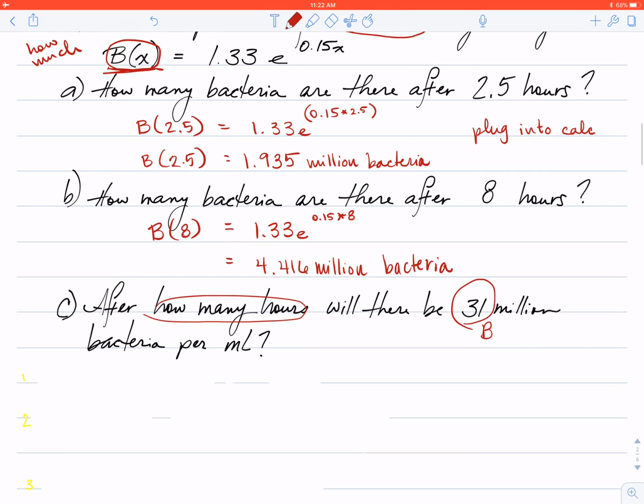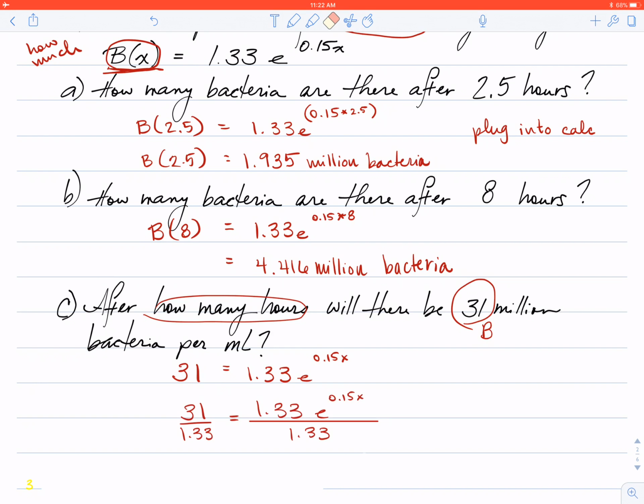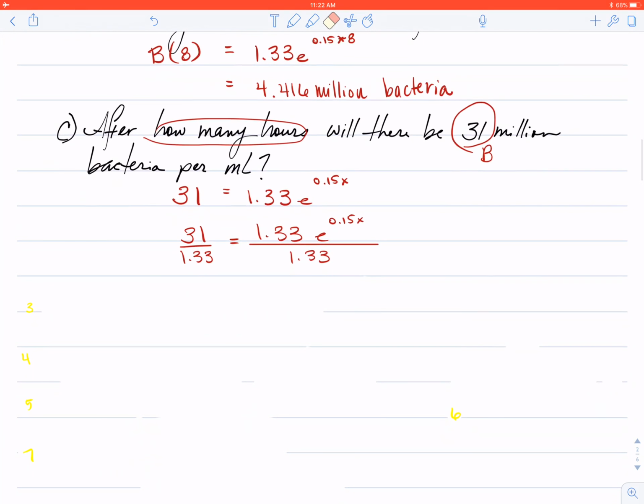So the first thing that I'm going to do is simply plug into my equation. 31 goes in for the B, and I don't know X, so I'm not plugging anything in for that one. In order to solve this, I need to get rid of that 1.33. So I'm going to divide on both sides by 1.33. Once I've divided on both sides, those two 1.33s are going to cancel each other out, and I'll just be left on the right-hand side with my e raised to the 0.15x.